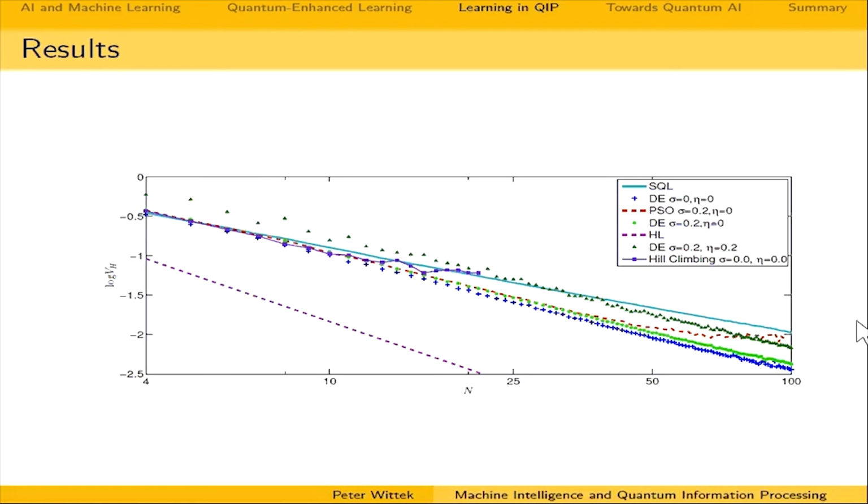And the SQL is this light blue. The question was not so much to get close to the Heisenberg limit, because you can't do it anyway if you have noise in the system and all that. You lose that scaling with quantum phase estimation. But the question was how far you can get from the SQL. If you keep adding noise and so on, it turns out that our algorithm, denoted by DE for differential evolution, can deal with various kinds of noise. And as the system size increases, you have more and more particles, the scaling gets better, and you get further away from the SQL.